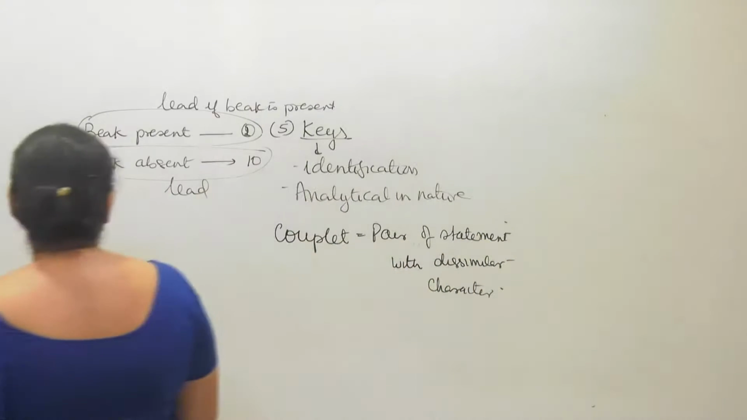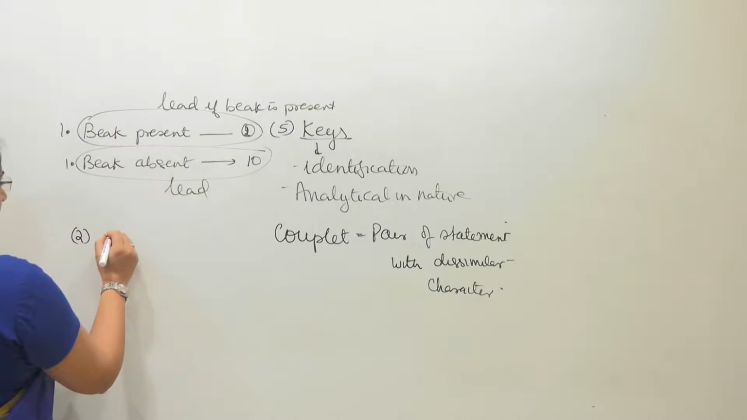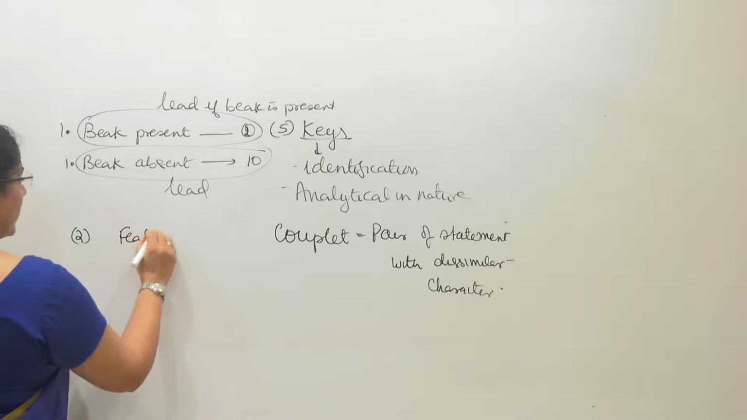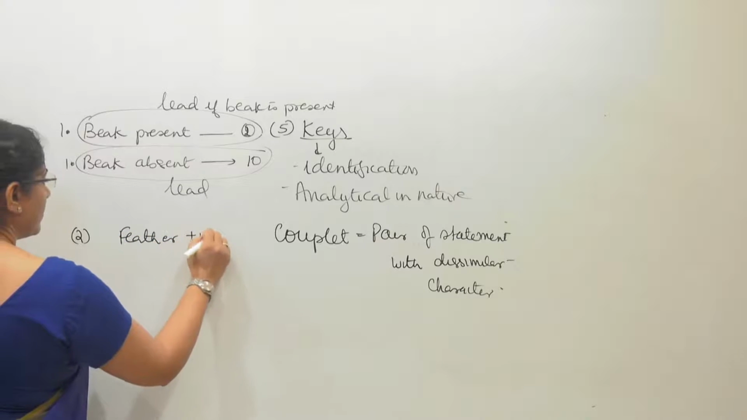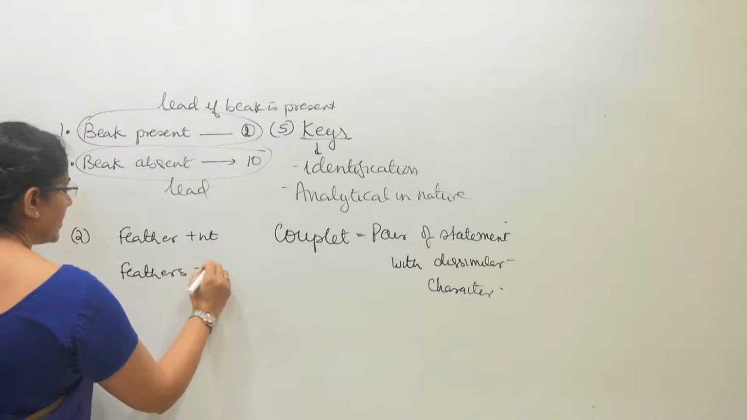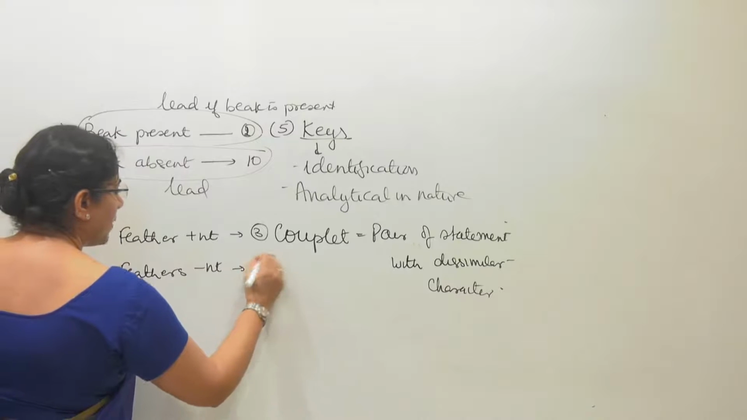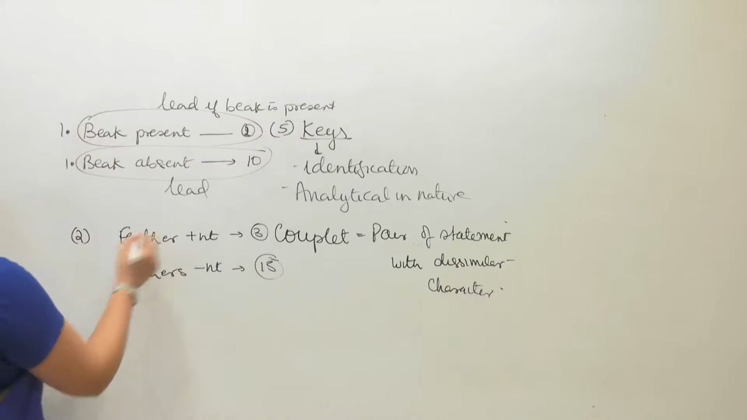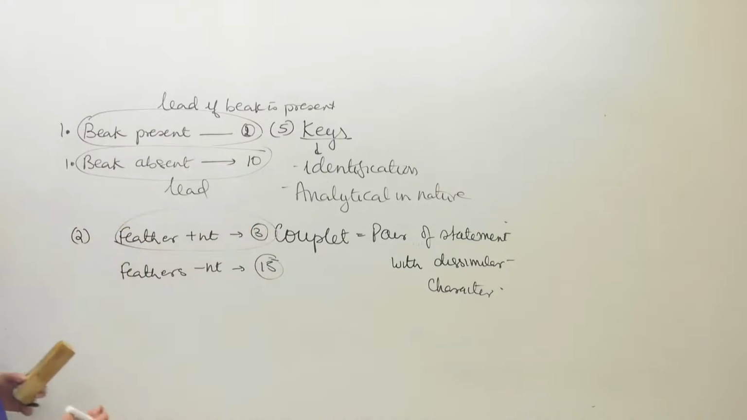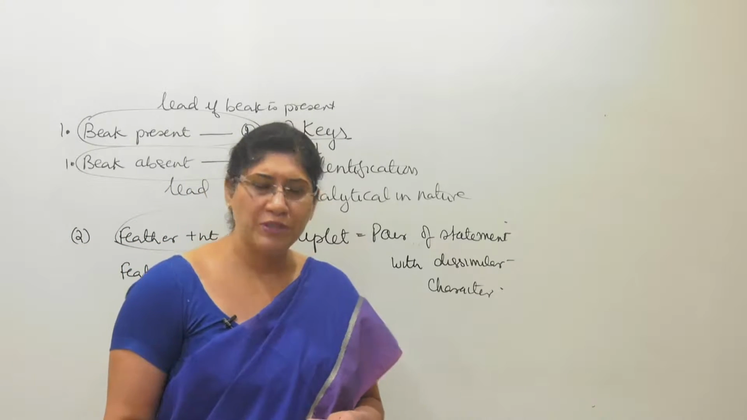Let us say if I go to couplet 2, I may then be asked feathers present, feathers absent. If present, go to couplet 3. If absent, go to couplet 15. So if feathers are present, then this will become the lead. One lead at a time will take you to the name of species.